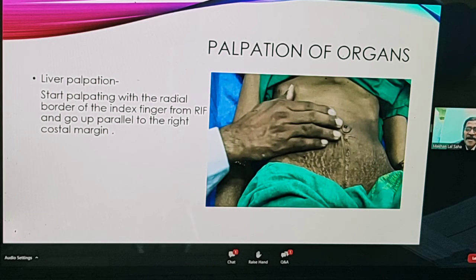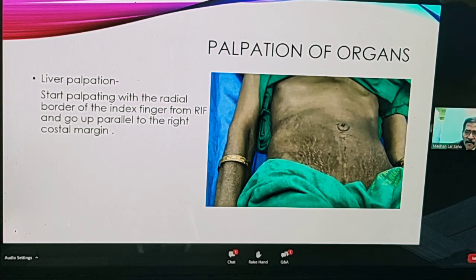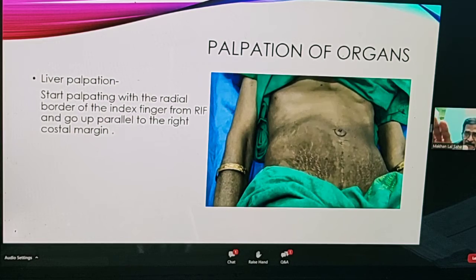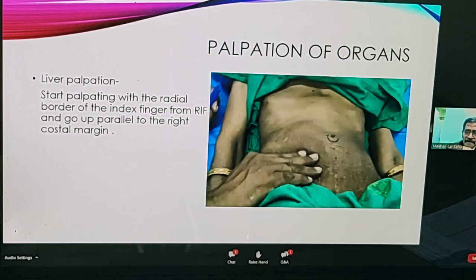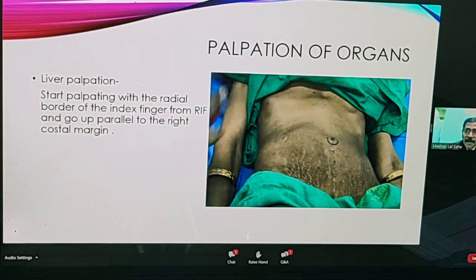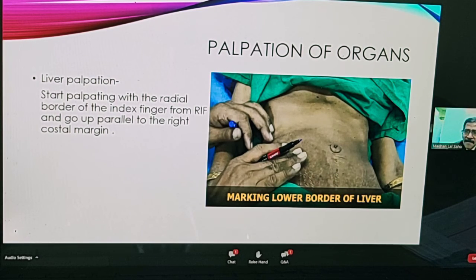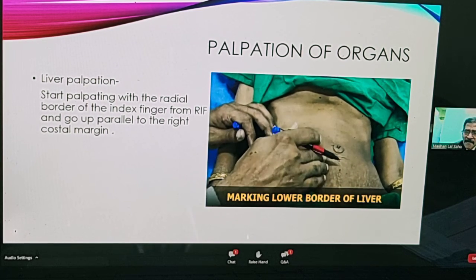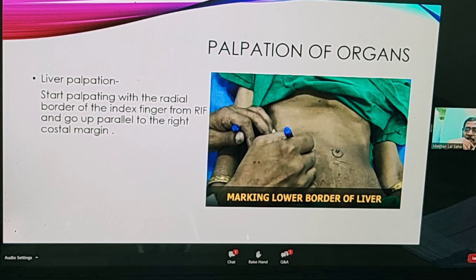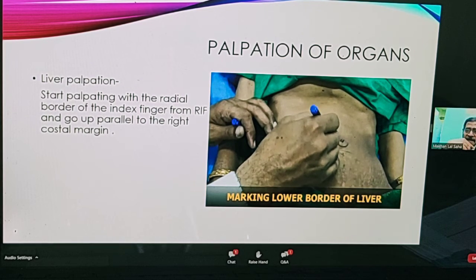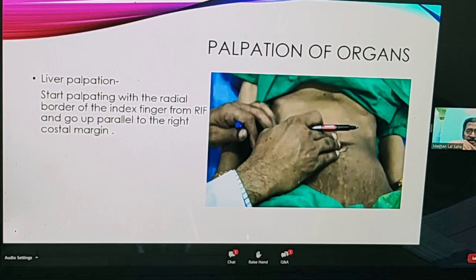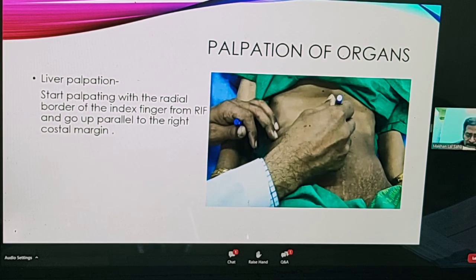That means it will be linear. You can palpate only the lower border. You go up, it is going deep under the margin. And in this patient, you can see a palpable liver, and from the lower border of the liver there is another bulge which is seen moving up and down with respiration. So that is the gallbladder in this patient. So that is the method for palpating the liver.